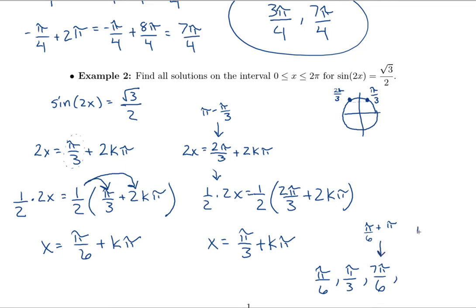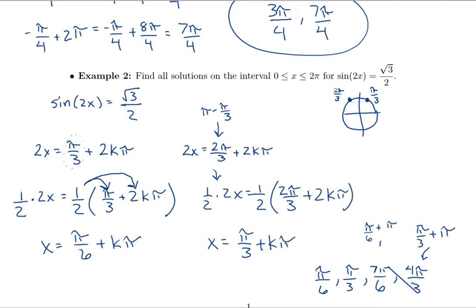And then if I take pi over 3 plus pi, excuse me, I didn't mean to say k pi. That's going to give me, not 5, wow, I'm having trouble with my arithmetic today, right? This is 3 pi over 3, so that's going to give me 4 pi over 3.